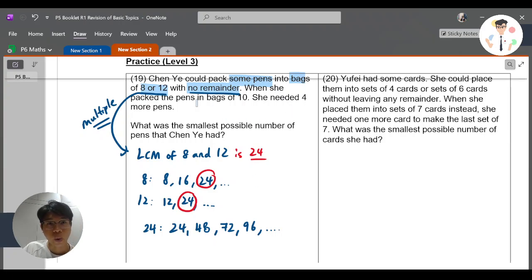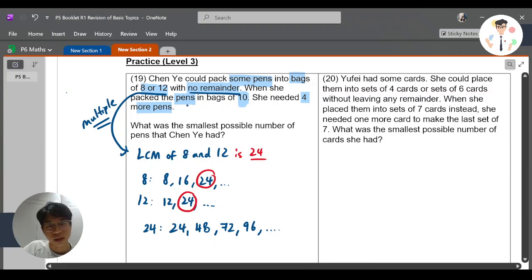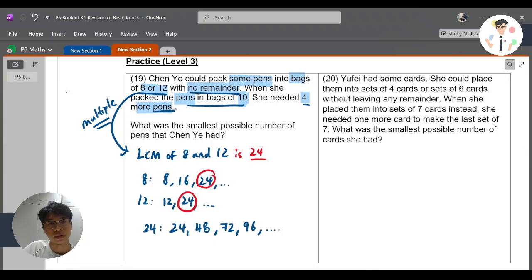Look at here. When she packed the pens, again the same number of pens, which I don't know how many, in bags of 10, she needed 4 more pens. What does this statement actually tell you? When she packed in bags of 10, she needs 4 more pens. It means that the number we are looking for, among all these numbers, should be a multiple of 10. But again, she needs 4 more pens.